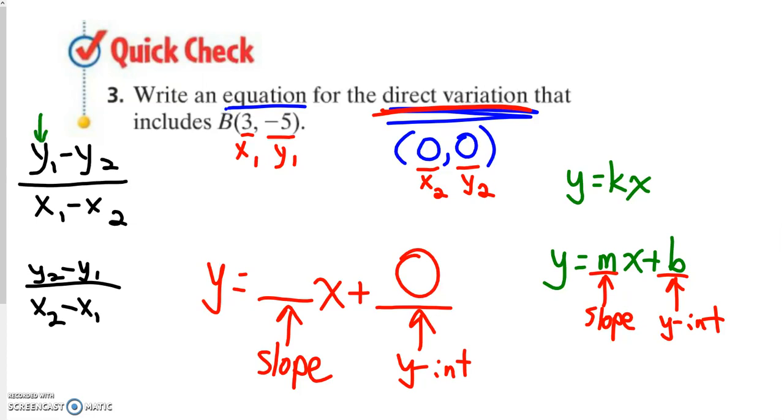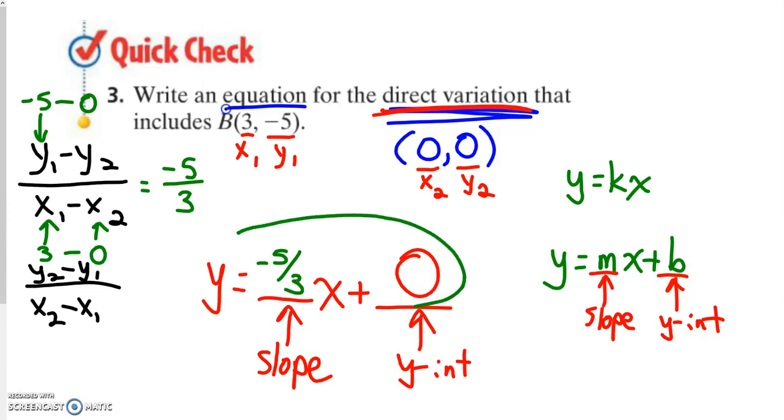If I substitute those in either formula, I'm going to get the same answer. For me, my y sub 1 is negative 5, minus my y sub 2 is 0. My x sub 1 is 3, minus my x sub 2 is also 0. On top, negative 5 minus 0 is negative 5. On the bottom, 3 minus 0 is 3. So my slope is negative 5/3. This could be my answer if I want it to be. It says write an equation. That's an equation that would work.